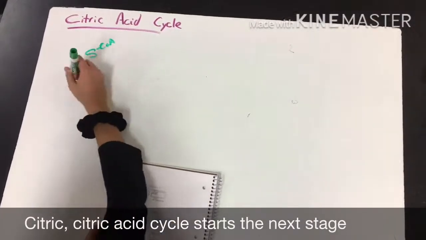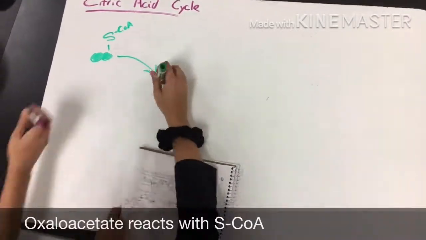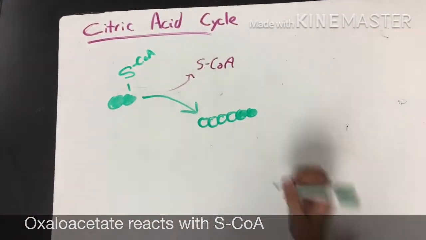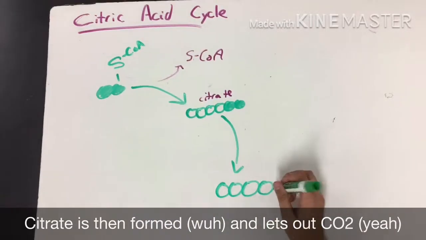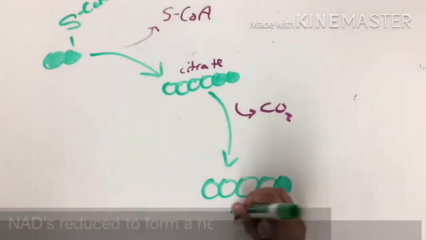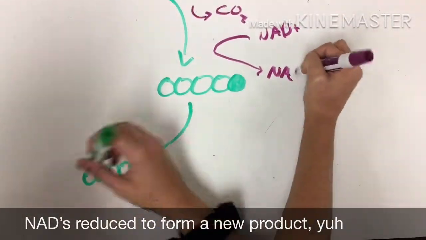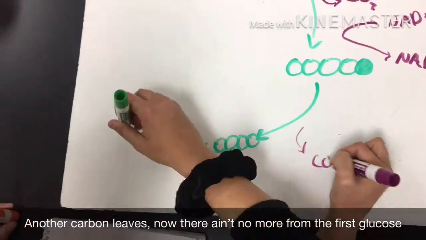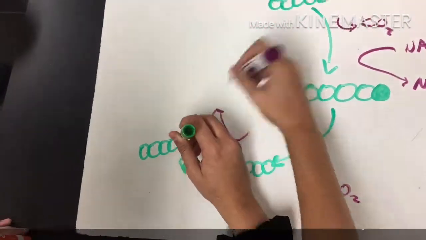Citric acid cycle starts the next stage. Oxaloacetate reacts with SCoA. Citrate is then formed and lets out CO2. NAD is reduced to form a new product. Another carbon leaves. Now there ain't no more from the first glucose.